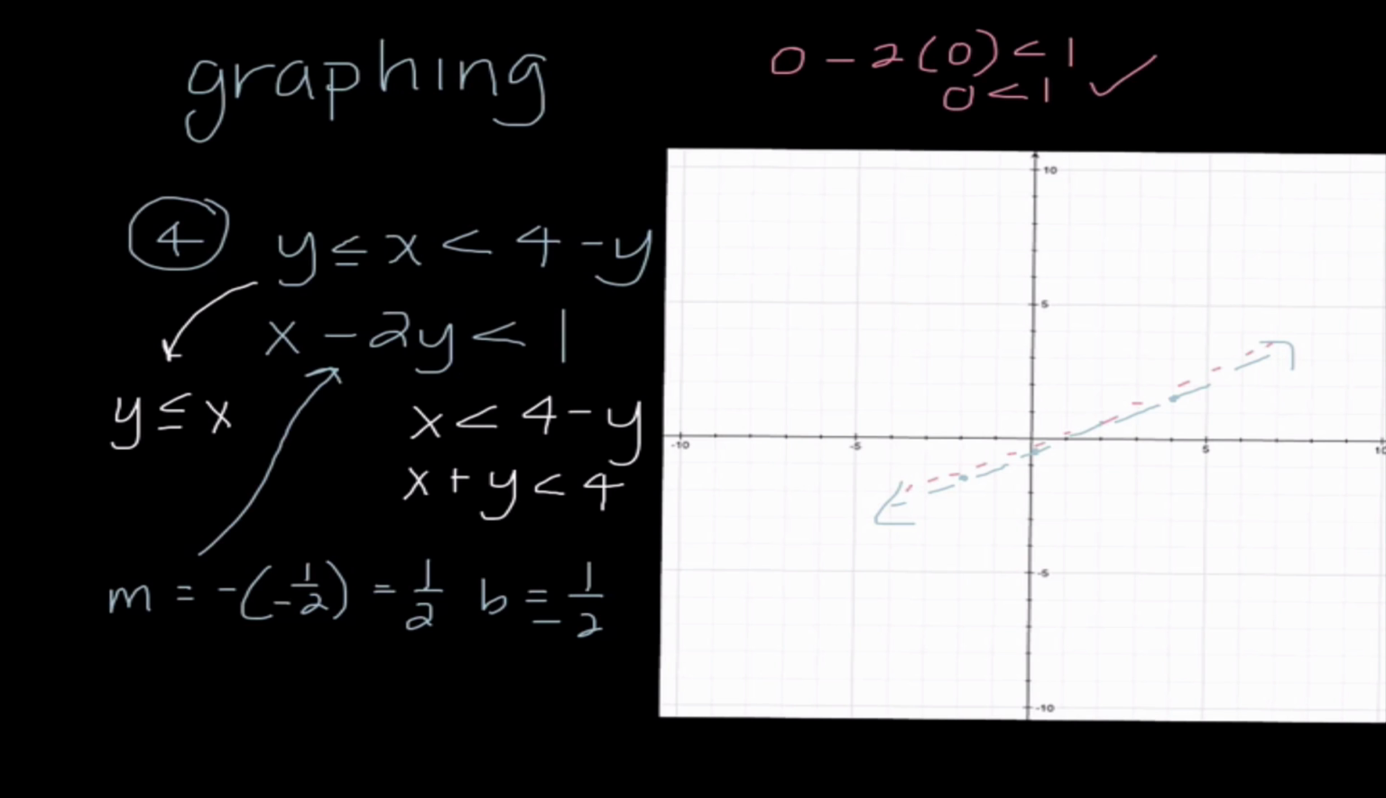Okay, my second line right here, I'm going to do y is less than or equal to x. So my slope is 1 and my y-intercept is 0 because that was already in slope-intercept form. So when I graph this, I'm going to begin at 0 and I'm going to go up 1 and over 1.